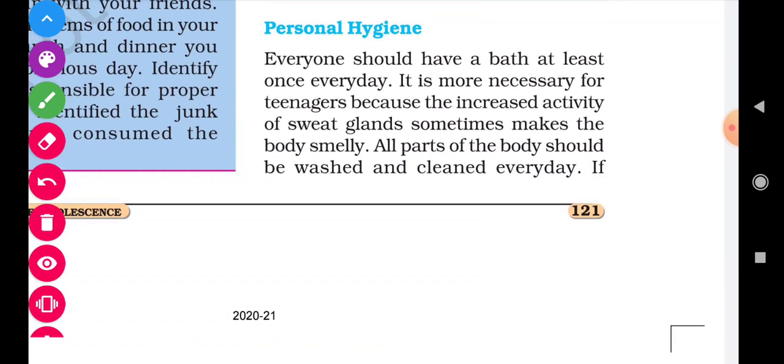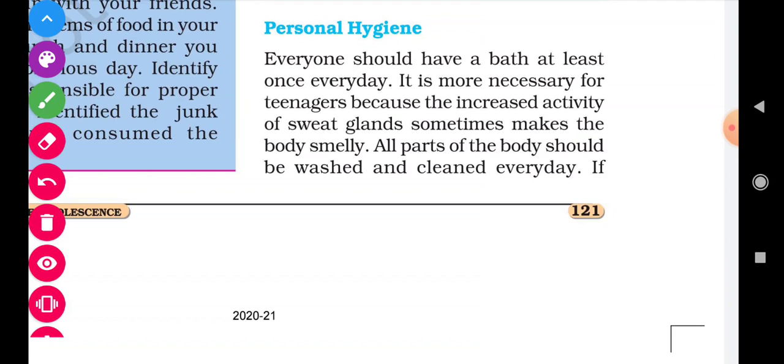Next is personal hygiene. Everyone should have a bath at least once every day. It is more necessary for teenagers because the increased activity of sweat glands sometimes makes the body smelly. All parts of the body should be washed and cleaned every day. So the matter of personal hygiene is a very critical thing for adolescents because of the sweat glands.